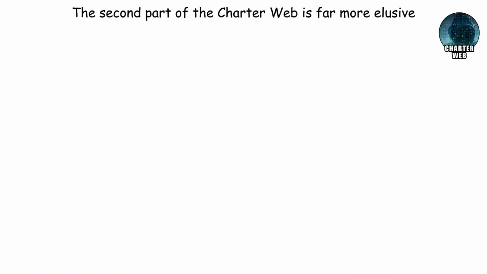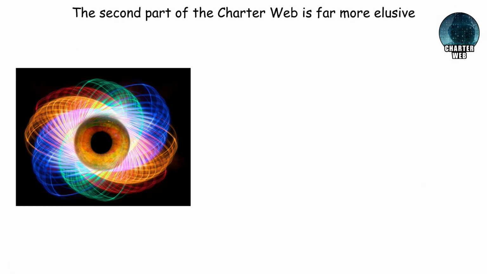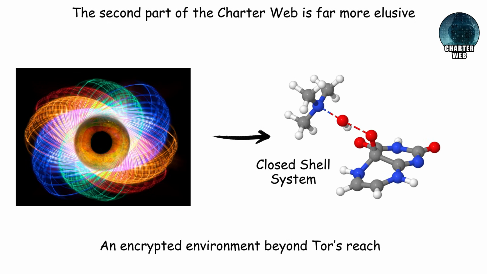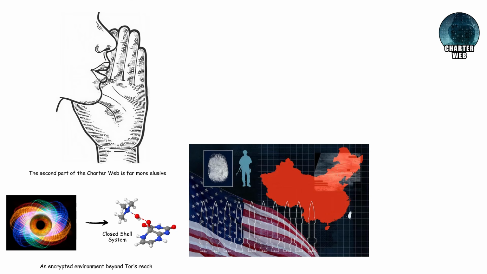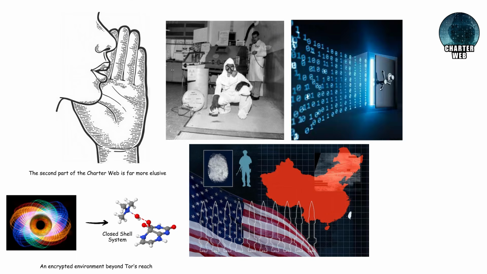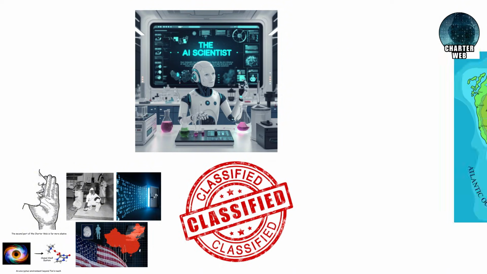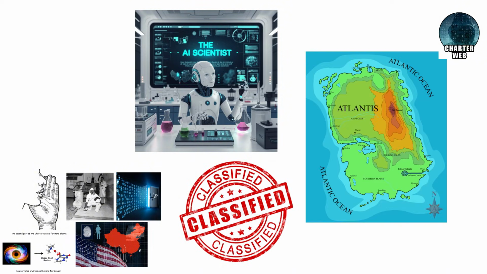The second part of the charter web is far more elusive, rumored to exist inside something called a closed shell system, an encrypted environment beyond Tor's reach. Here, whispers speak of lost military experiments, forbidden research, and digital vaults storing information never meant to see daylight, experimental AI files, classified war data, and even maps to rumored locations like Atlantis.